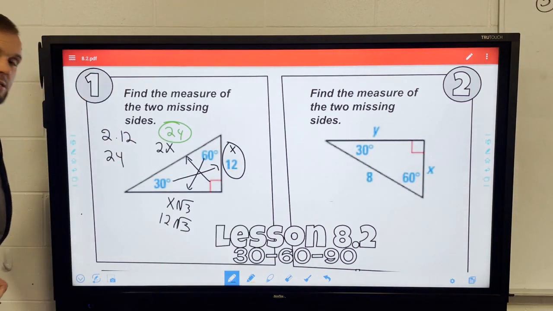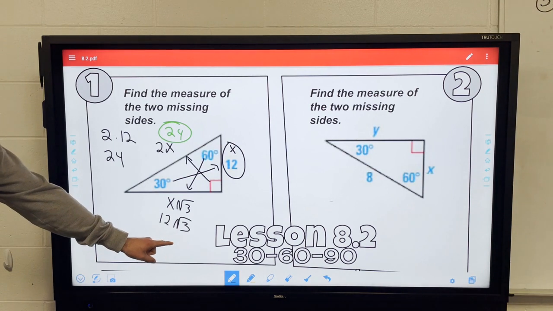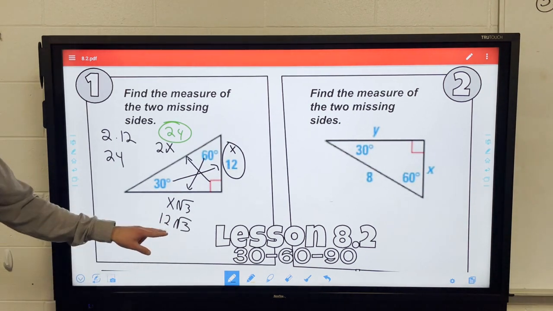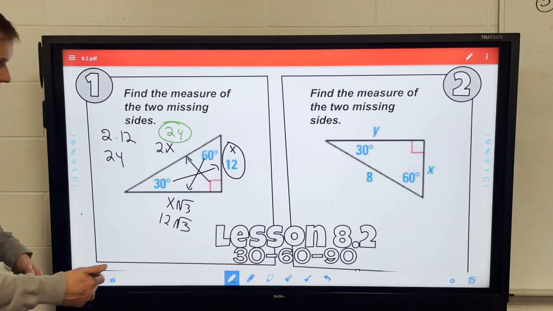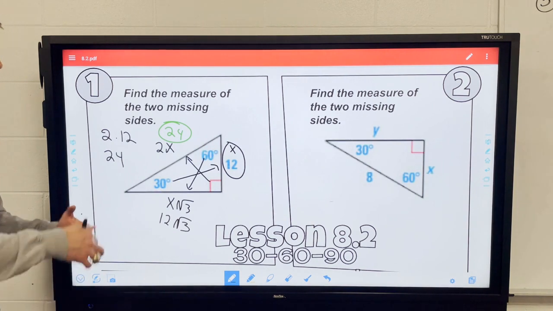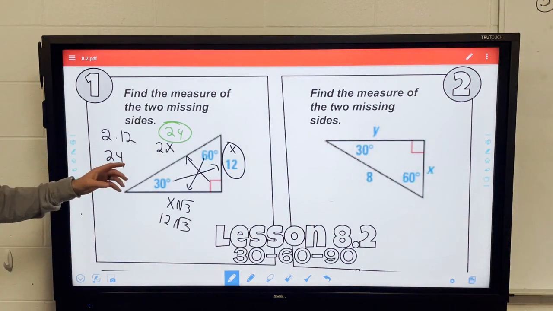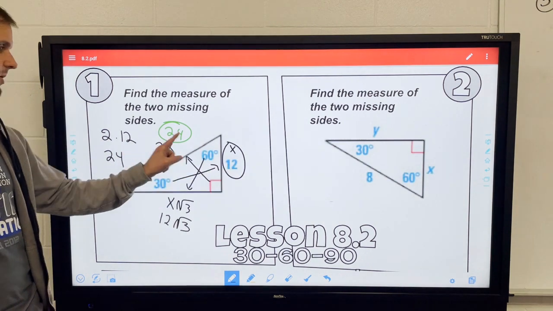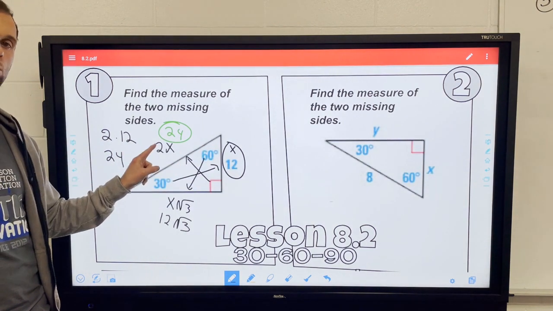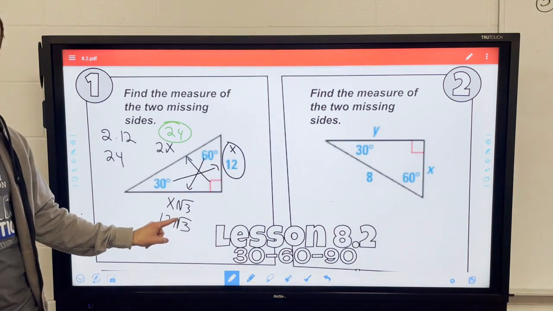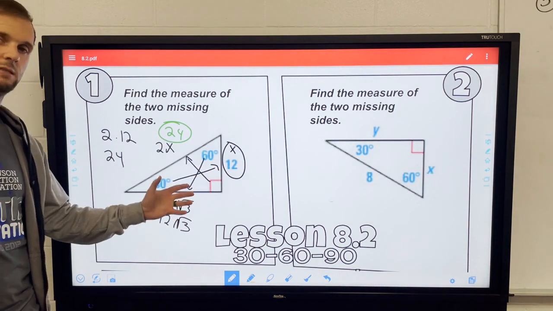And so now, technically speaking, that is simplest form and radical form, so that would be my answer. Or I could type that in the calculator and get a decimal, and then that would be my answer if it's asking for the decimal form. But then again, the template's always going to be the same. Opposite the 30's x. To find the hypotenuse, I'm going to multiply the x times 2. To find the middle leg, I'm going to multiply the x times the square root of 3 to get that leg. This is example number 1.